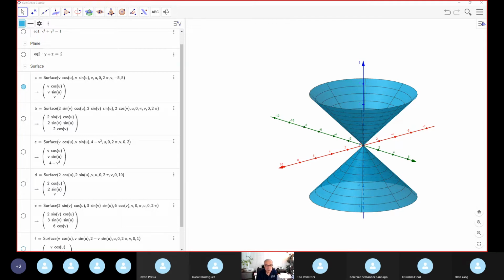Let's move on to example 2. Wow, time flies. Example 2 is very, very interesting because you have this surface, x squared plus y squared plus z squared equals 4. Who will be able to identify this surface? What kind of surface? Help me.